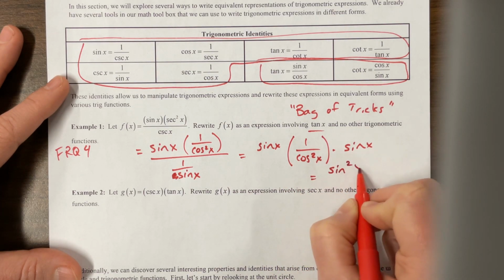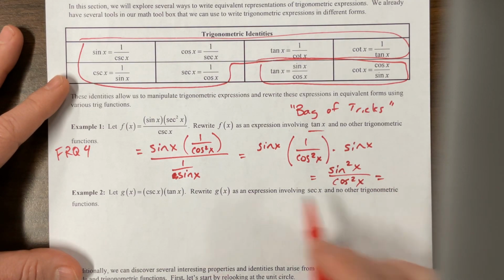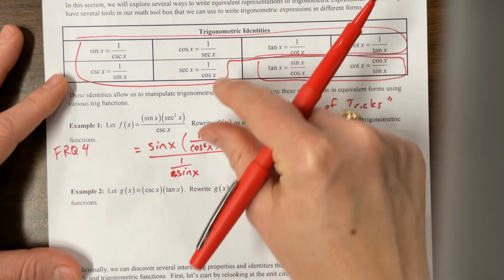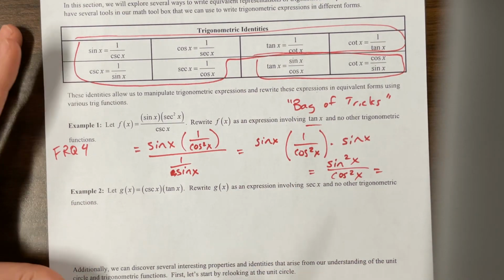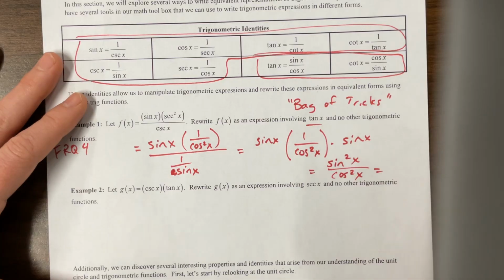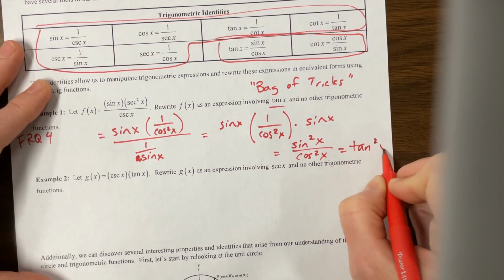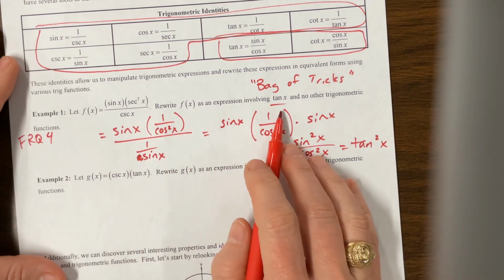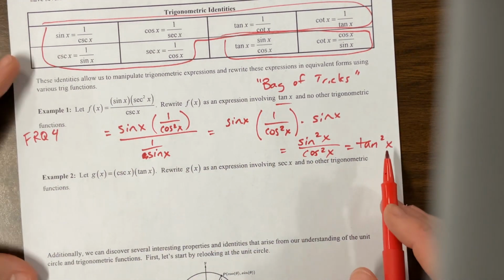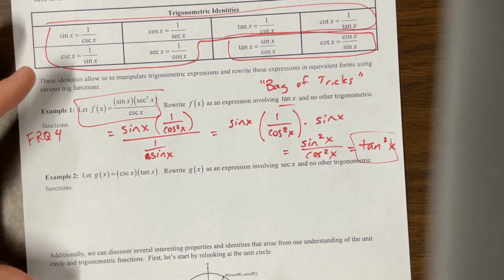My write-up is not good here. My work is good, but I like to see one step underneath each step, which is why I create this to look a little different, but that's fine. Okay, sine squared over cosine squared is tangent squared, and we're done. We've written that as an expression involving tangent and nothing else. So the final answer is that this simplifies to tangent squared x.